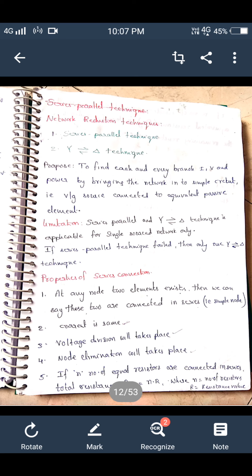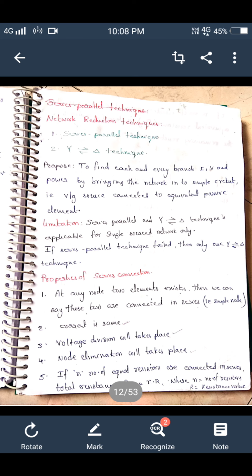The second property: in series connection, current is the same. Because if only two elements exist at a node, it is a simple node, and according to KCL, current entering equals current leaving. That's why if any elements are connected in series, the current flowing through those two elements is the same.